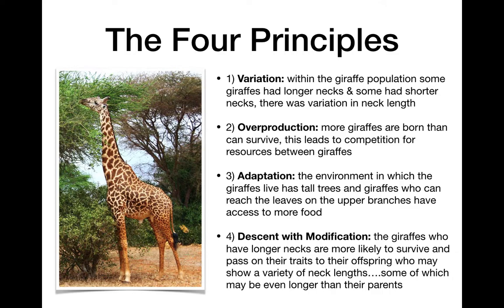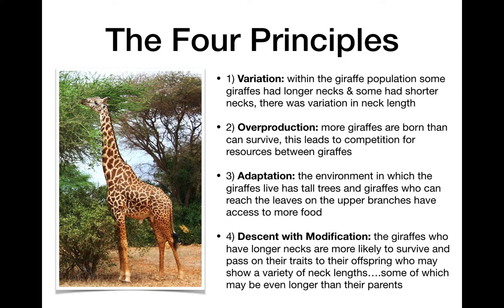There's competition for food. In this case, the competition for resources is the food at the top of the trees, or food anywhere, between all the giraffes. There's not enough food to keep all of them alive. Adaptation: the environment of the giraffes has these tall trees and competition for food with other organisms, not just giraffes. So giraffes who can reach the leaves at the top of the tree are going to have access to more food, or are better adapted to the food sources in their environment.